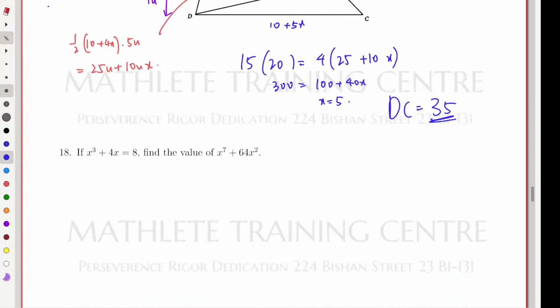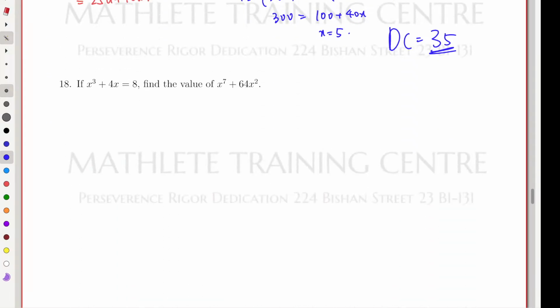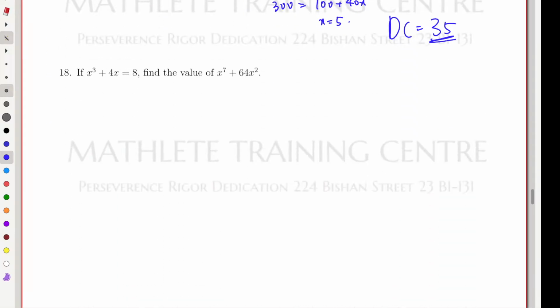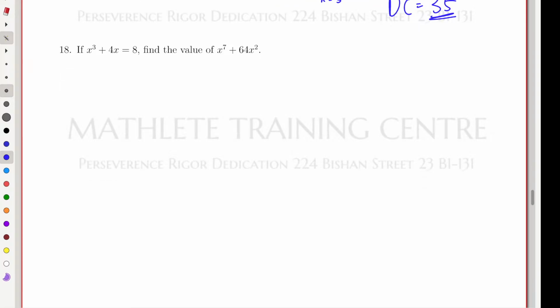Okay, question number 18. If x cubed plus 4x is equal to 8, find the value of x power 7 plus 64x squared. This is a standard example of something called reduction of powers. Because we don't want to actually solve the cubic equation. If we solve the cubic equation, then there's no point. It will take you too much time to do it. And then later on, you need to substitute back inside the second expression, which is not good.